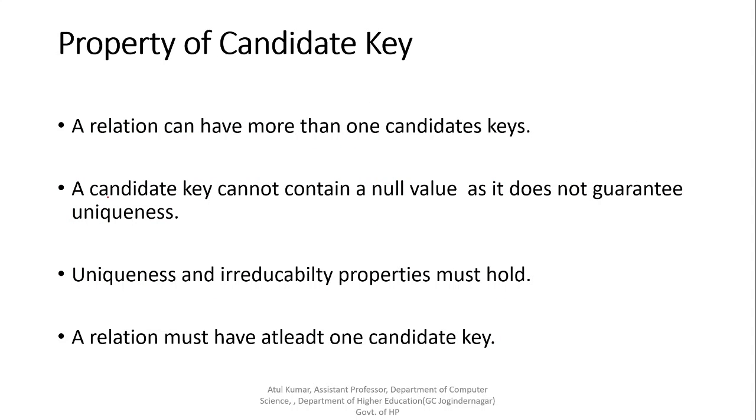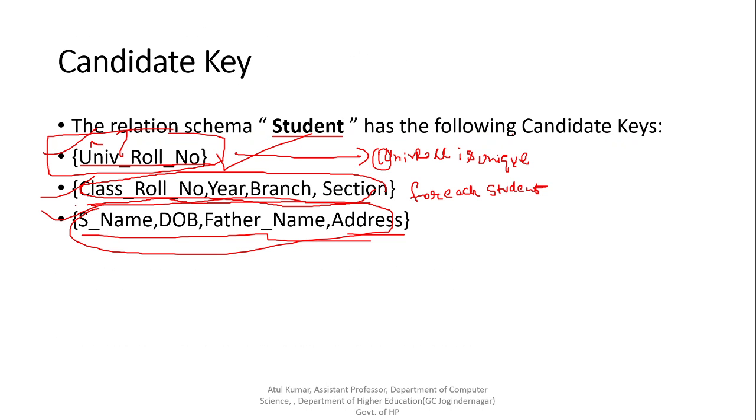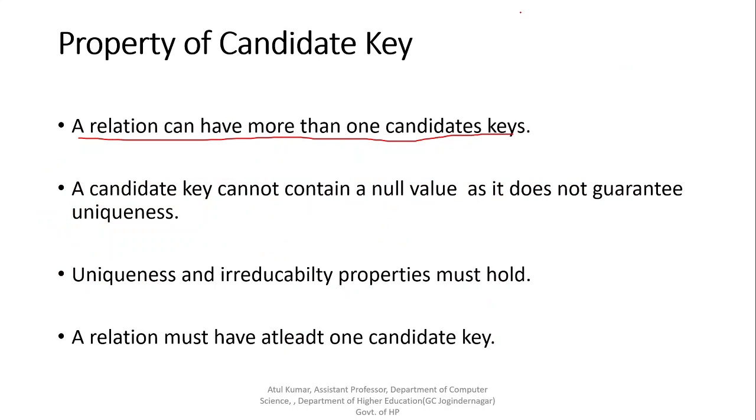So what are the properties of candidate key? A relation can have more than one candidate key. Like in the previous slide, we have three candidate keys. The candidate key cannot contain a null value. So what is a null value? Null value is basically any value.